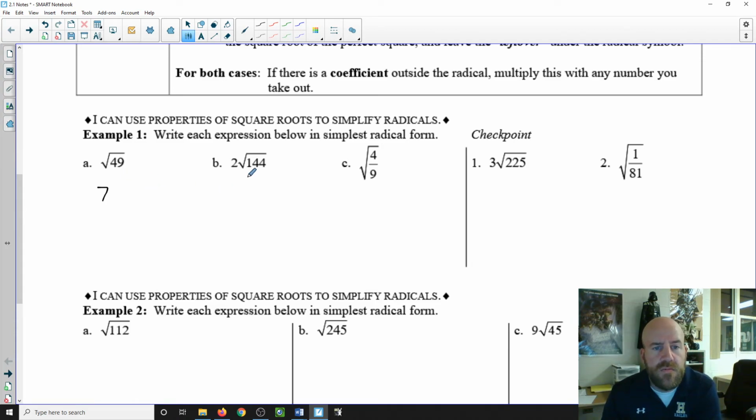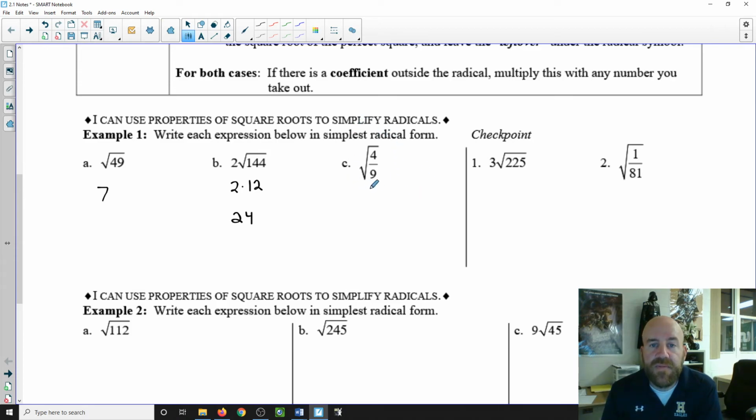So now what we have here, we have 2 times the square root of 144, so we need to think about a square root I can take out of 144. Well, 144 is 12 times 12, so we write 2 times the square root of 144, which is 12, and then multiply them together. So we have that 2 on the outside, so multiply, we get 24.